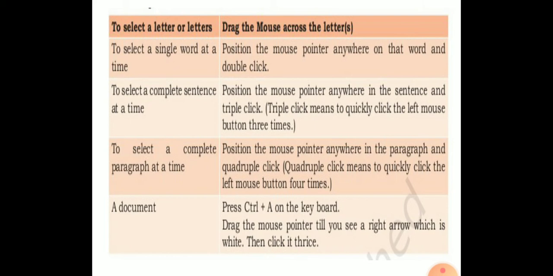To select a document, press Ctrl plus A on the keyboard. Or drag the mouse pointer until you see a white right arrow, then click it thrice. See, either you can press Ctrl plus A to select the whole document, or you can drag the mouse pointer until you see a white right arrow, and then click it thrice. So these are the various ways to select text in the document.